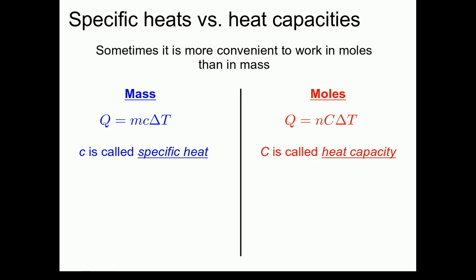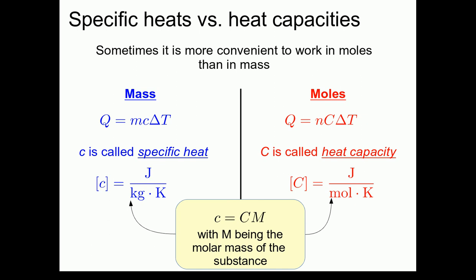Now, the lowercase c, specific heat, that's used for mass, has the units joules per kilogram Kelvin, while the capital C, heat capacity, has the units joules per mole Kelvin. The specific heat and the heat capacity are going to be related by the molar mass of the substance.